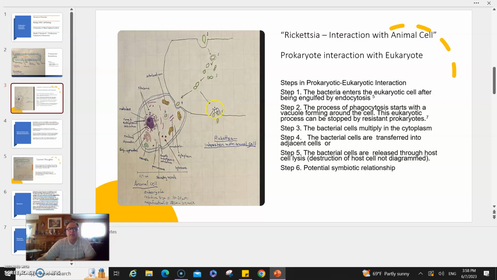The other option is it can cause the destruction of the host cell through lysis and be released into the general circulation. The destruction of the host cell is not delineated here, but it is represented here by the cells being on the exterior of the once living cell.